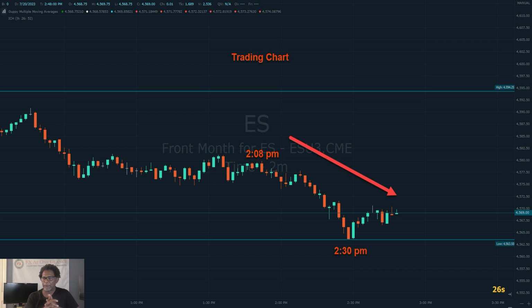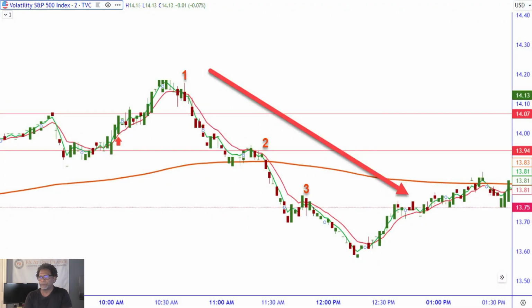All right, so those two tools are going to help you and could help you to pass your Apex Trader Funding or any other funding account where you're trading the futures market, ES. We also have the NASDAQ, Dow, and so forth. In this case, let's look at all these 3 points here. You see 1, 2, 3. The VIX was going down at these points.